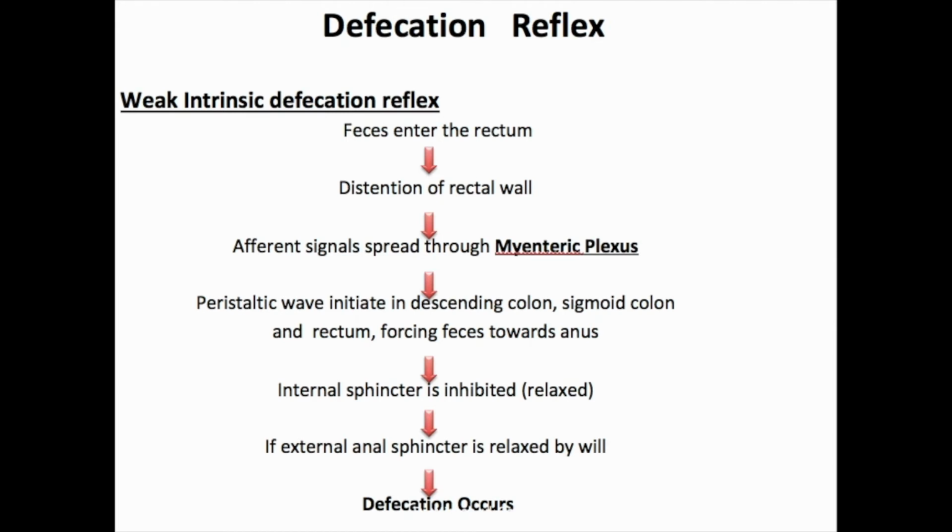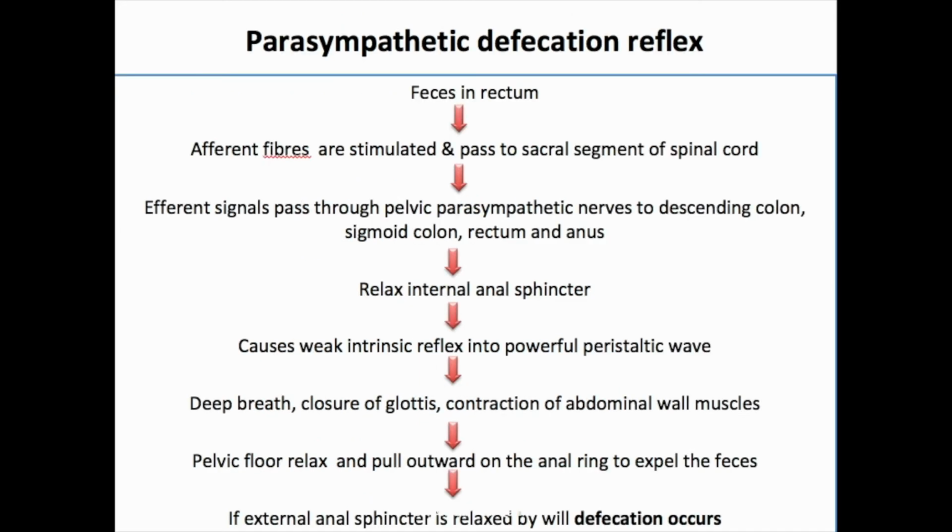Now here you can see a perfect flowchart for the defecation reflex, which is initiated when a mass movement forces the fecal matter into the rectum. And keep in mind that this reflex has dual control over defecation, as there is a weak intrinsic defecation reflex and a strong parasympathetic reflex, both leading to defecation, but only under voluntary control.